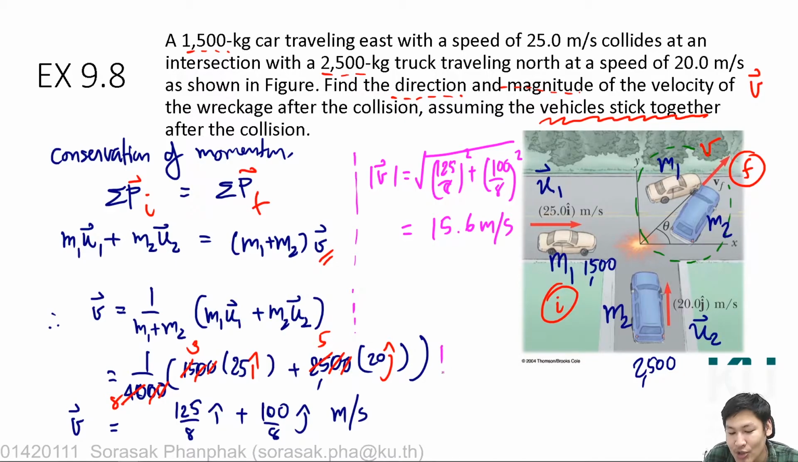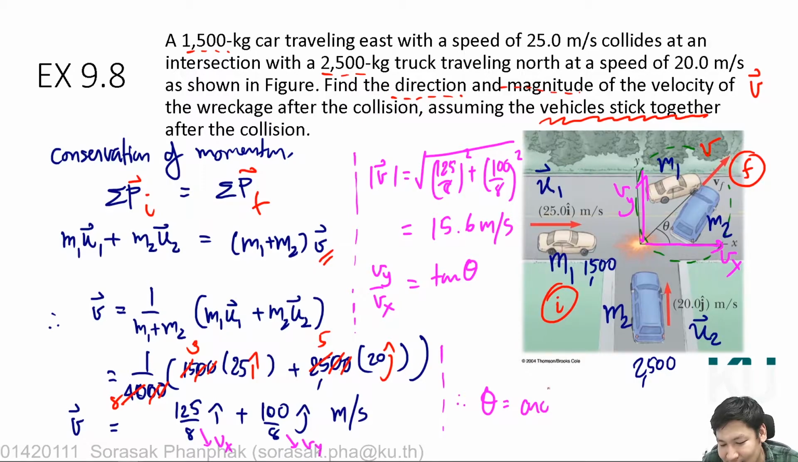If you would like to determine the angle, theta, this is the component of v along the x direction and this is the component of v along the y direction. So you can see vy over vx. This is your vx, this is your vy. It's tan theta, so if you would like to determine theta, just find arctan of vy over vx, which is 100 over 125. Finally, you get an angle of around 35.1 degrees.